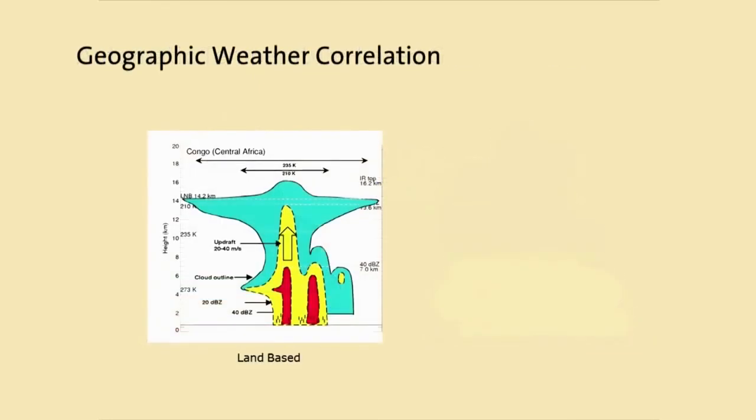Let's also look at how weather varies based on geography to understand the third technology, geographic weather correlation. Scientists have long known that thunderstorms display very different characteristics depending on where they are in the world and whether they develop over land or over water. For instance, a typical Central African cell has very strong updrafts that carries water content to high altitudes. These cells also exhibit significant convective activity well above the freezing level.